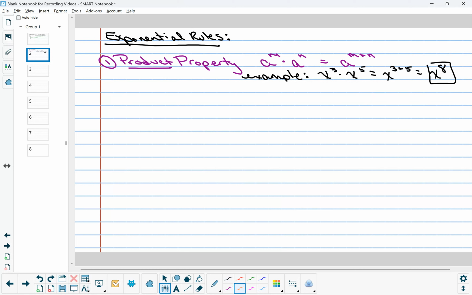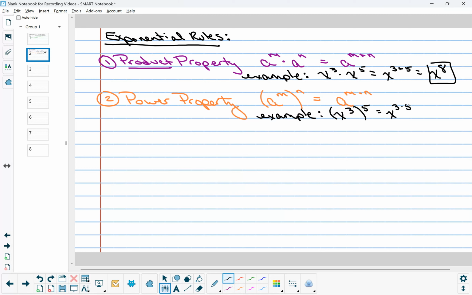Next one I'm going to do is in orange. This one is called the power property. Okay, this is when you have one base and you raise it to a power, and then you raise that to a second power. Well, these ones, you multiply together. Okay, so this would look, let's use the same numbers that we used in the last one. If we had x to the third and we raised it to the fifth, now we're going to multiply x to the 3 times 5, and we're going to get x to the 15. Okay, so that's how you would use that power.